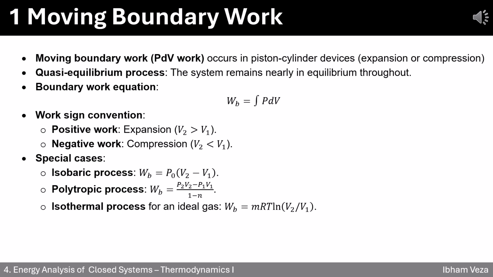For polytropic processes, there's a formula with pressure, volume, and an exponent, n. For ideal gases and isothermal processes, it uses mass, gas constant, temperature, and the log of the volume ratio. This slide helps you recognize how to quickly calculate work depending on the type of process in closed systems.